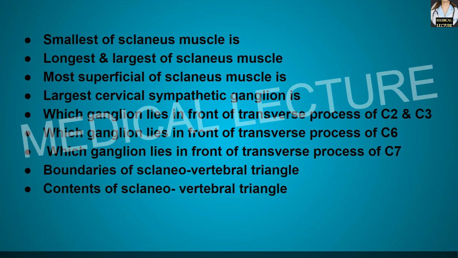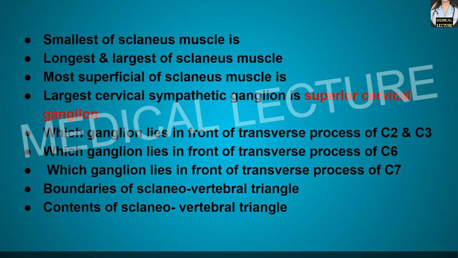Just make sure that you answer the questions by yourself, and then I will of course give you the answers. So first of all, the smallest of the scalene muscles is the scalene posterior. The longest and largest of the scalene muscles is the scalene medius muscle. The most superficial of the scalene muscles is the scalene anterior muscle. The largest cervical sympathetic ganglion is the superior cervical ganglion.